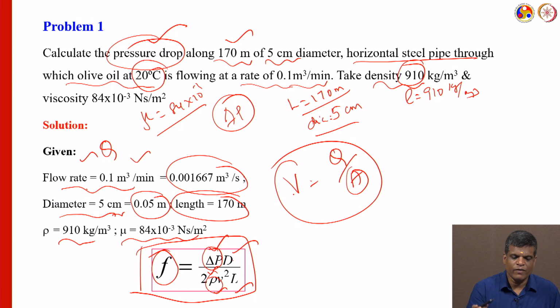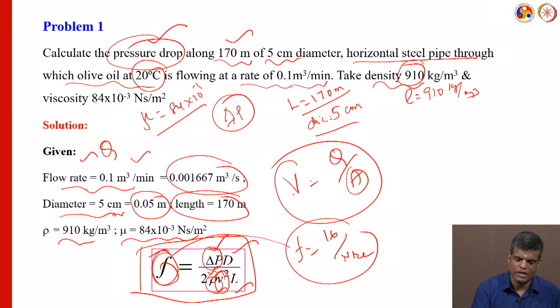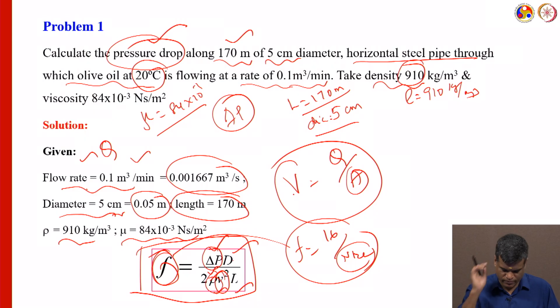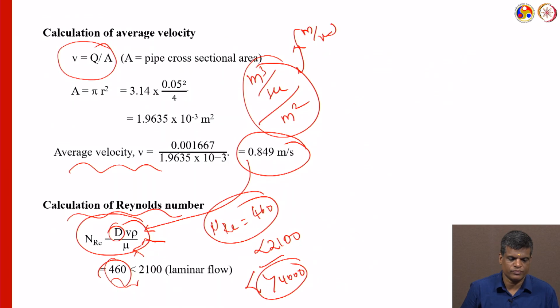From there, first we started with the velocity, which we calculated from Q by A. Once the velocity was done, we did not know the F value, so we calculated it from the Reynolds number, F equal to 16 by NRe. We have to check first whether the Reynolds number indicates laminar or turbulent flow, and only then can we do this. In this case it is purely laminar flow, giving the friction factor and the pressure drop.